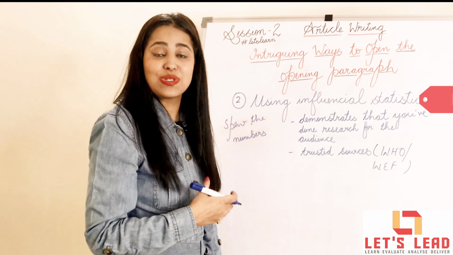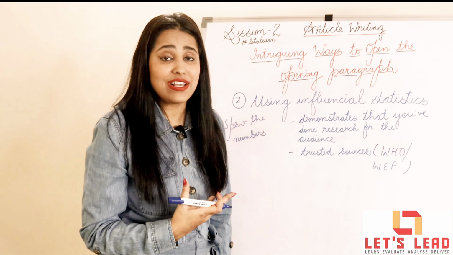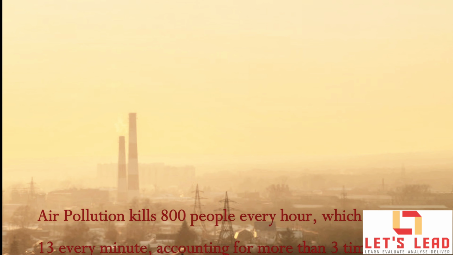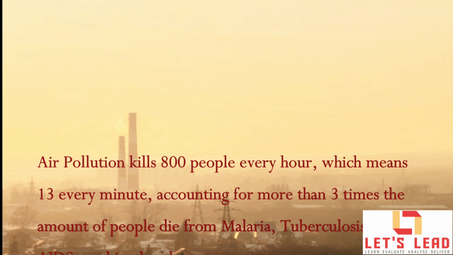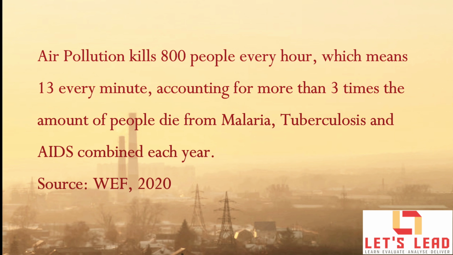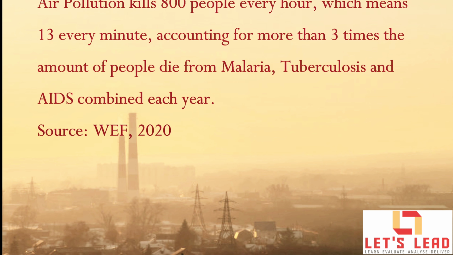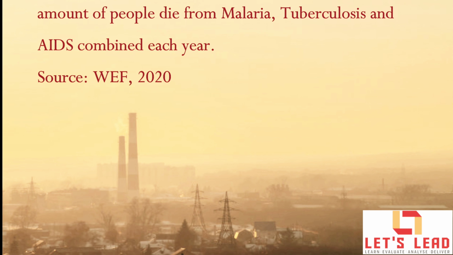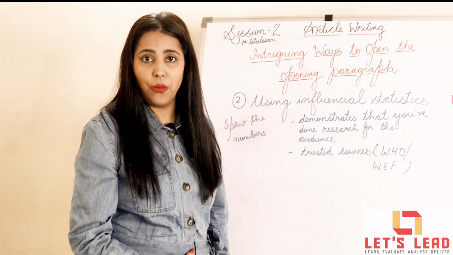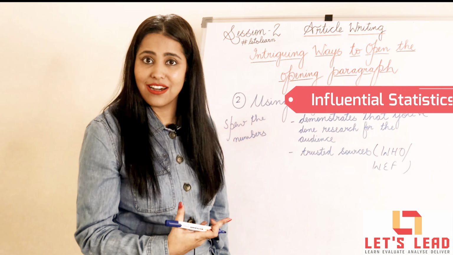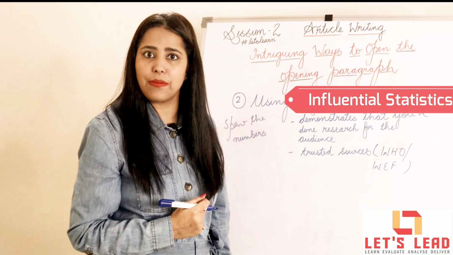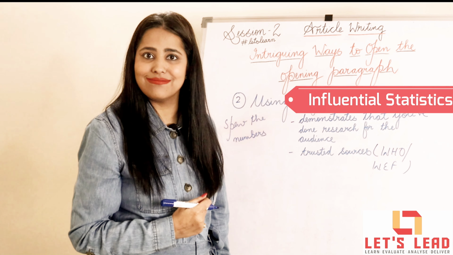A good way to start the statistics for a question on pollution could be: air pollution kills 800 people every hour, which means 13 every minute, accounting for more than 3 times the amount of people who die from malaria, tuberculosis and AIDS combined each year. Oh, that created a sensation in my mind. Why not take a step to fight against air pollution?